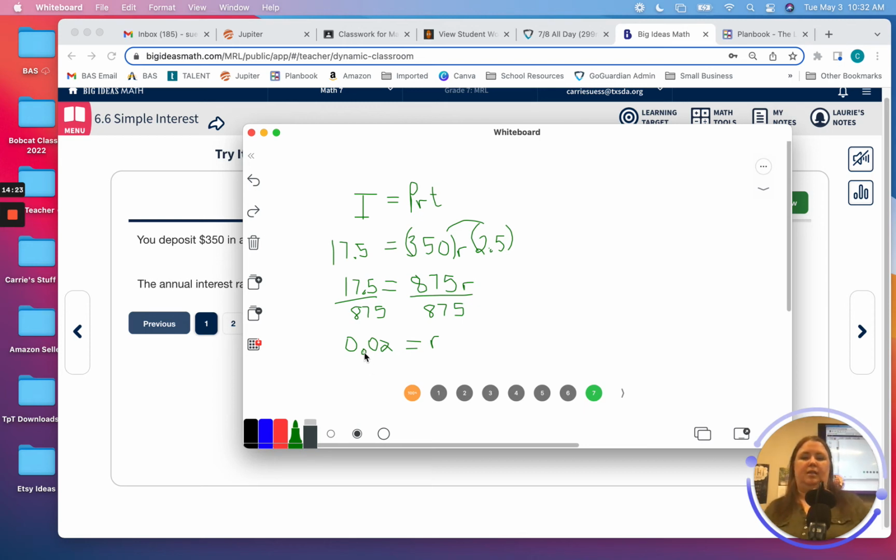0.02. And then we move it to the right twice to make it a percent. So my answer is 2%. That's a good percentage sign. Thanks. I wish everything else would work as nicely as that.